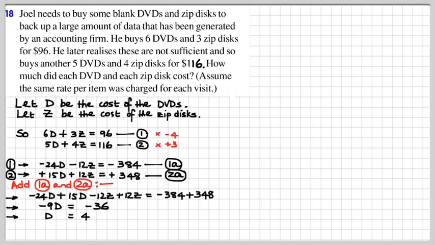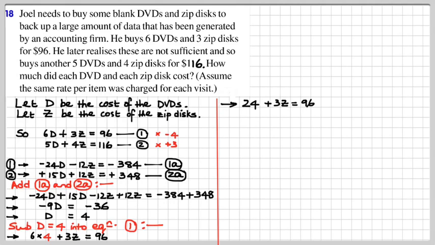Now we've got to substitute back into one of those equations to get what the zip disks cost. So I've substituted D as 4 back into equation 1. And so let's just do that. So 6 times 4 plus 3Z equals 96. Okay, so the 6 times 4 is 24, isn't it? 24 plus 3Z is 96. We better subtract 24 from both sides. Notice that I'm documenting what I'm doing. Yes. There we go. And that knocks out the 24s.